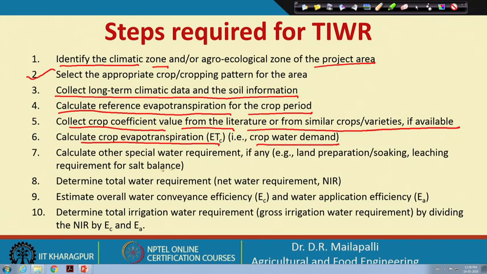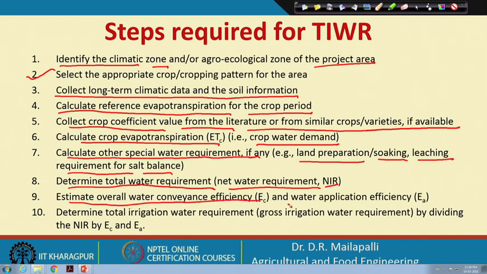This will give the crop water demand, and then calculate other special water requirements, which we just saw in irrigation water requirement, like land preparation, soaking, leaching requirement, salt balance, everything. And then determine the net water requirement, right. So, using the formulas, estimate the overall conveyance efficiency and application efficiency, and then finally you get the gross irrigation water requirement by dividing the NIR by EC by EA. So, this way we have to estimate the total irrigation water requirement.